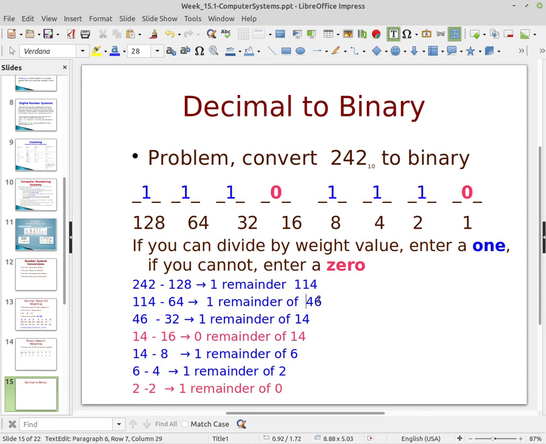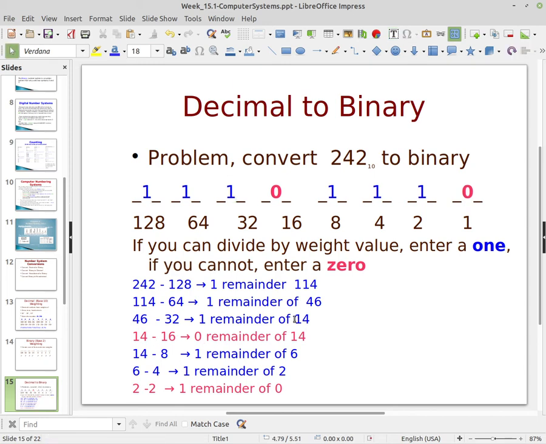Now I've got a value of 46. I'm going to look at the next column, which is the 32s column. I'm going to subtract 32 from 46. That still gives me a positive result, right? 46 minus 32 is a positive 14. So I'm going to put a 1 in the 32s column.